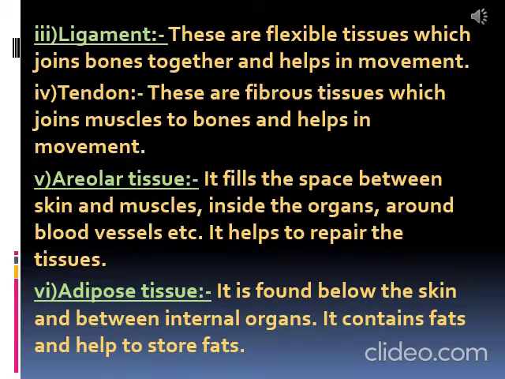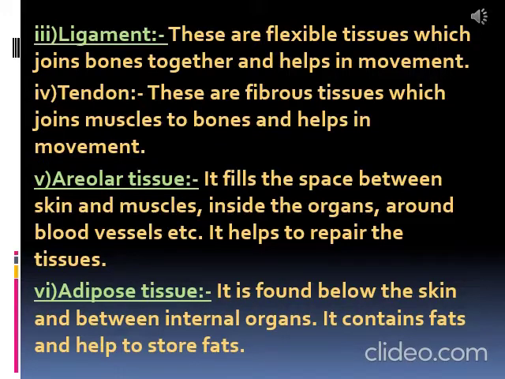Next is tendon. These are also fibrous tissues which join muscle to bones. In ligaments, bone to bone jointing is there, but in tendon, muscles to bones are joined and help in the movement. So both these connective tissues help in the movement of the body.